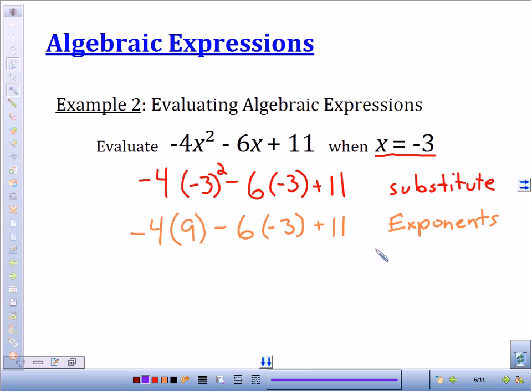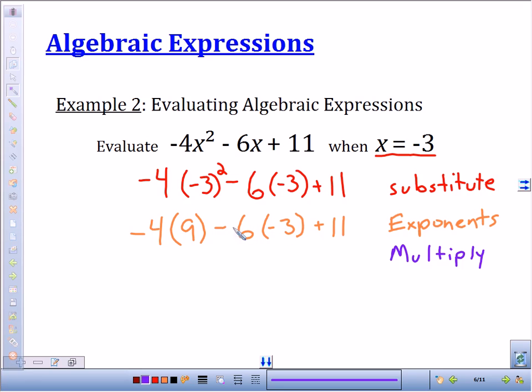Now I'm going to move on. The thing I want to deal with next, since I don't have any division, I'm just looking at my multiplication. So I'm going to multiply. And I do have some multiplying that can be done. I have -4 times 9. I have -6 times -3.